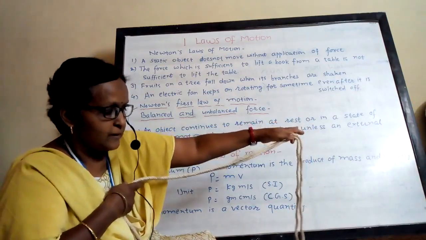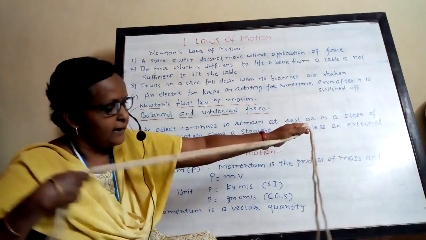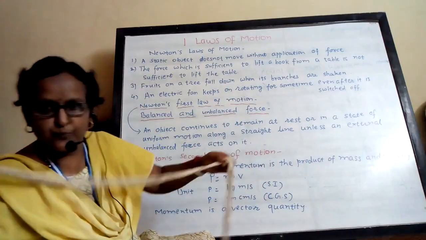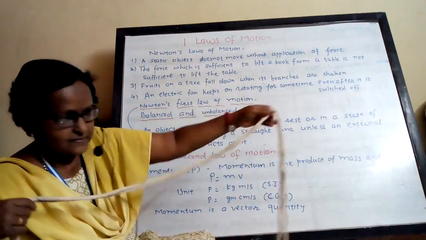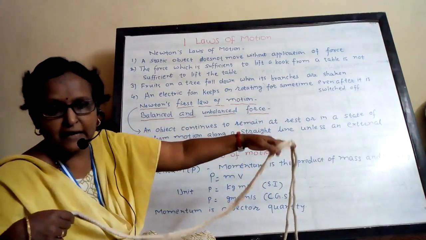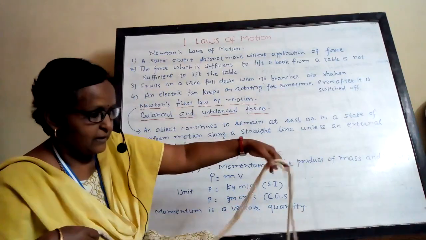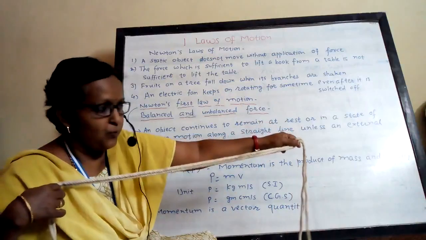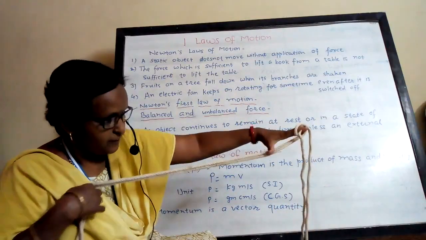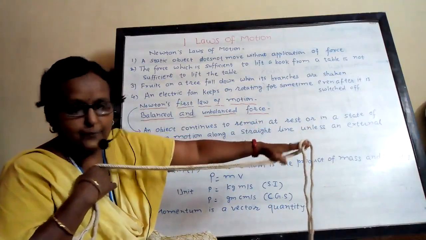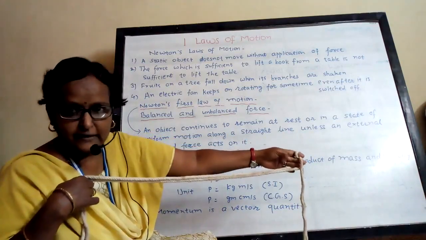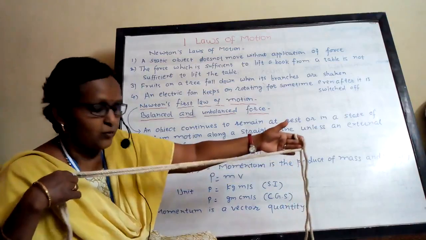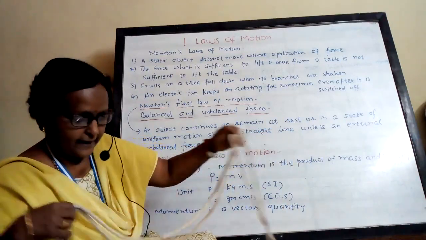But suppose there are 2 boys only here and 5 to 6 boys there, the rope will be pulled in this direction. That means unbalanced force. Balanced and unbalanced forces. If balanced forces are there, then it will not be pulled anywhere, only this middle portion will be stationary. But if unbalanced forces are there, then and only then will this rope move in that direction.